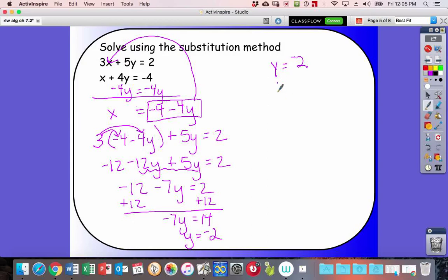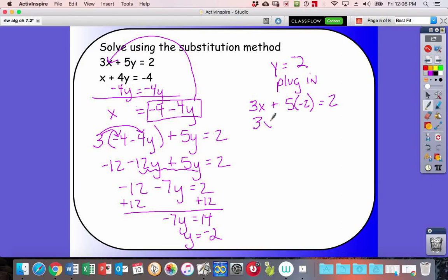You have to plug it in. And does it matter which one you plug it into? No. I think I'll do it to the first one. 3, and I don't know what x is. That's what I'm solving for. I do know what y is, though. It's negative 2. I'm going to put it in parentheses so I don't get my signs messed up.